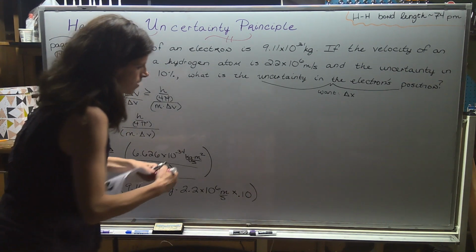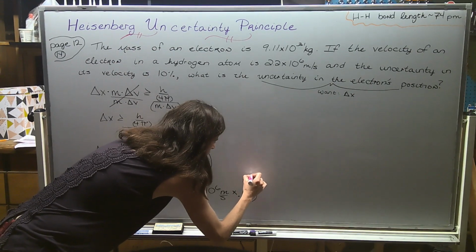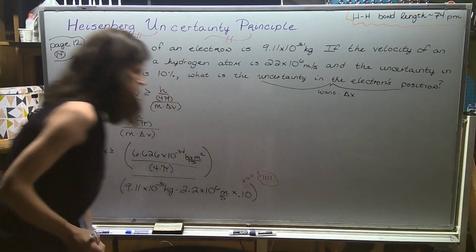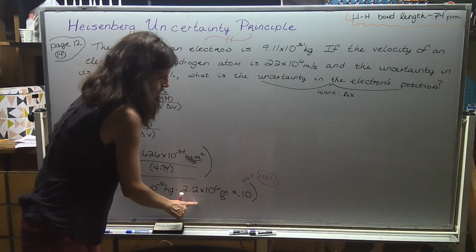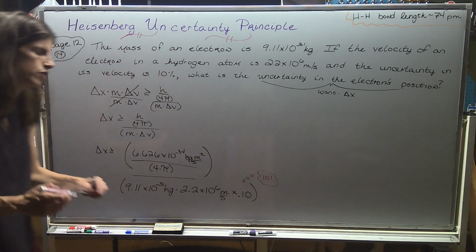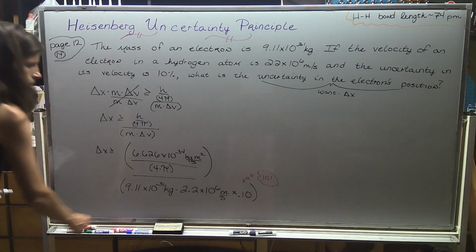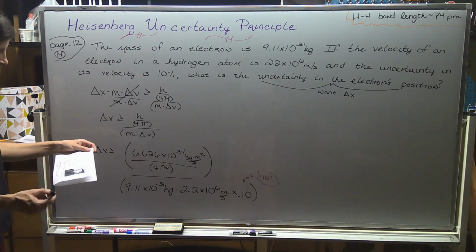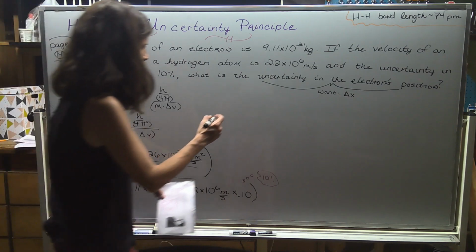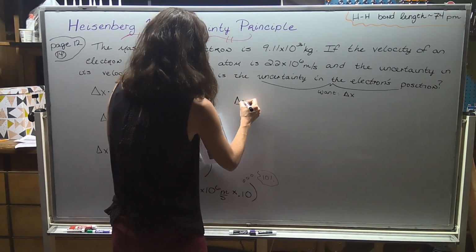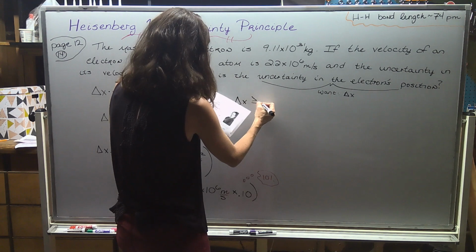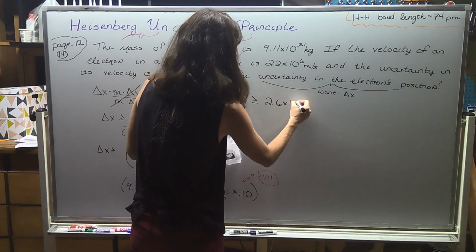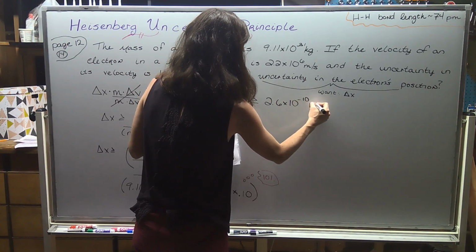Sorry, that was kind of in there in a different order, not wrong, right? But just this right here is the 10%. And so we have the velocity, the known velocity times the uncertainty in the velocity. All right, so put all that in your calculator, and we get a delta x value of, so the uncertainty is greater than or equal to 2.6 times 10 to the negative 10 meters.